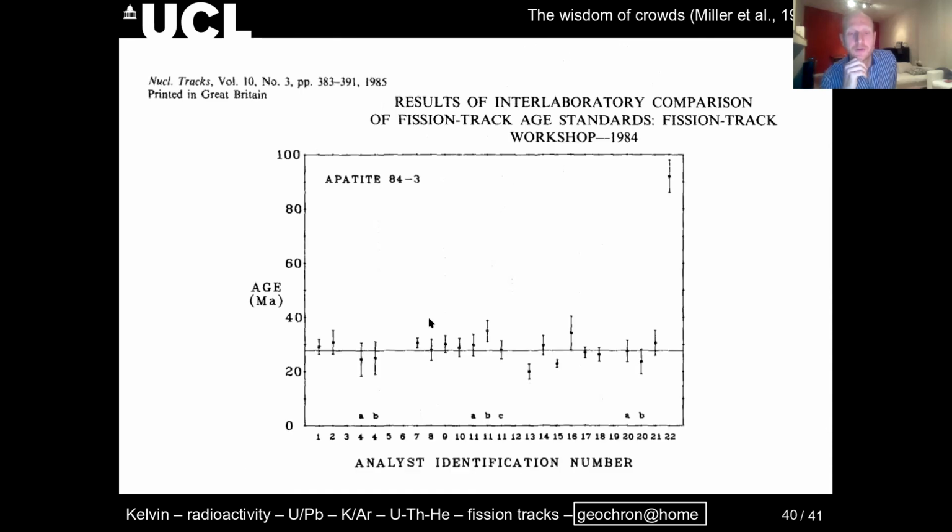A similar experience was evident from an experiment that took place in the second fission track workshop in Italy in 1984, where 22 analysts, some of whom were just novice users, others experienced fission trackers, were invited to count fission tracks in a sample of unknown age to them. Again, very few of the analysts got the right age, but the geometric mean of their estimates was spot on the 27 million year age of this Fish Canyon Tuff age standard. So that gave me the idea to crowdsource fission track analysis.